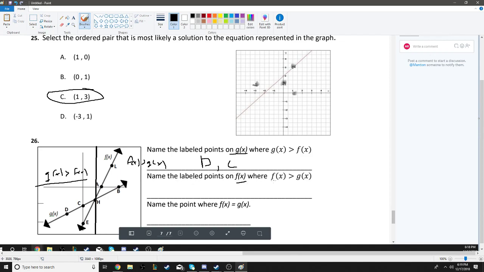Name the points on f of x where f of x is greater than g of x. That means we're on the right side, and that would be these guys right here, A and L. Name the point where they're equal. That is at point H.